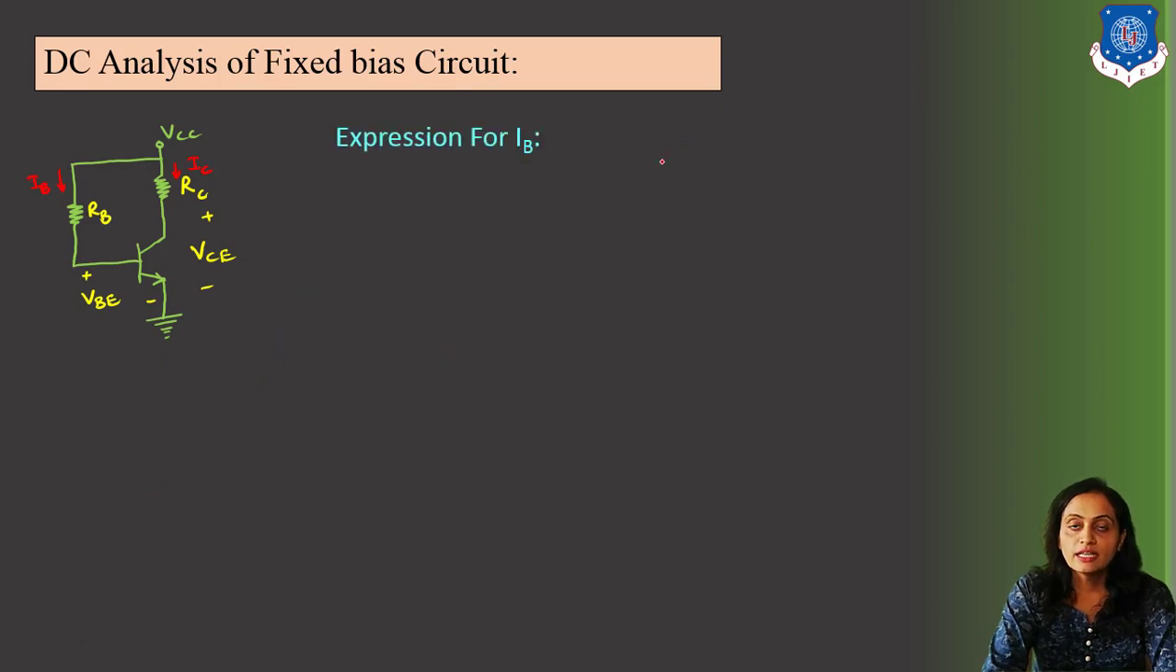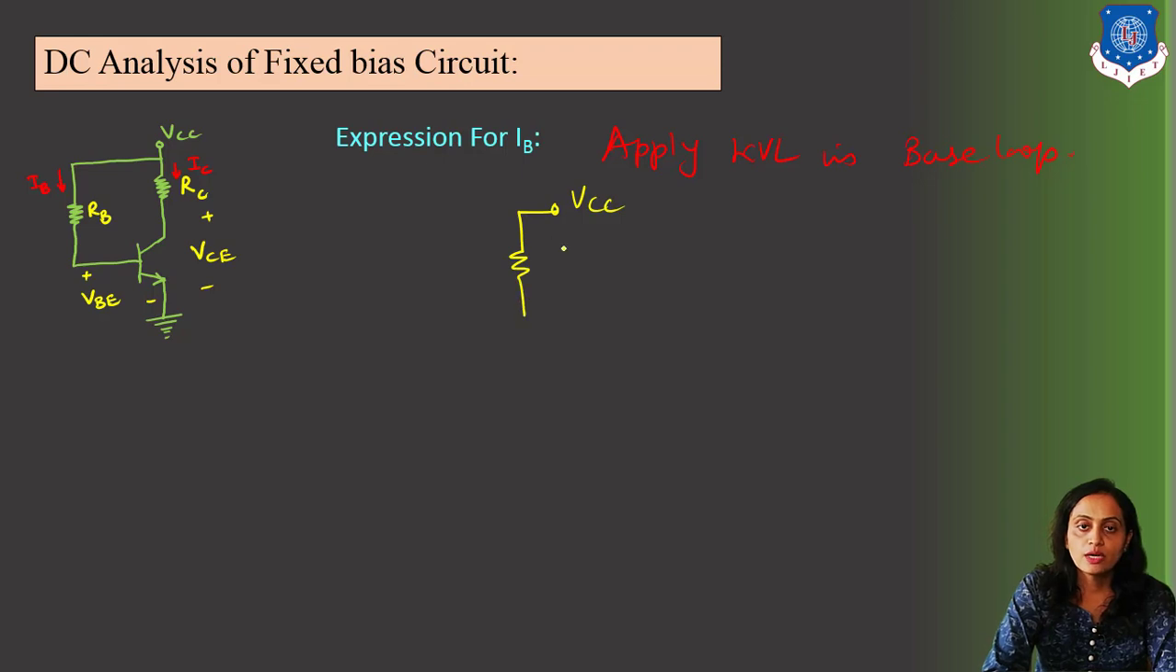We will get the expression for IB, and to get the expression for IB we will first apply KVL in the base loop. I will draw the base loop for reference again. It is from VCC, then we have one resistor, that is RB.